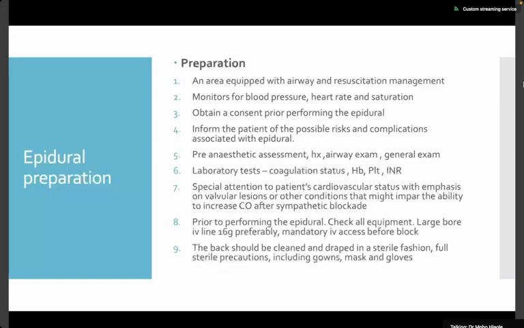Prior to performing it, obviously your patient must have a large bore IV line because you're going to have some hypotensive episode happening. You shouldn't start an epidural or a spinal without putting an IV line. You would clean the back and drape in a sterile fashion. You would also take sterile precautions, wearing a gown, mask, and gloves.